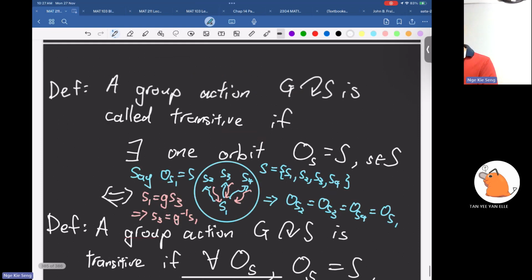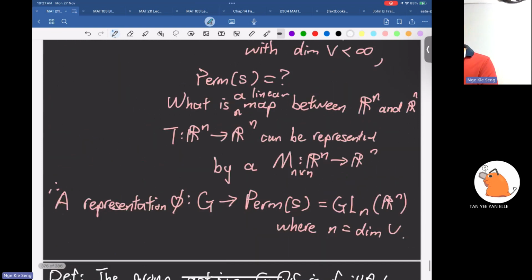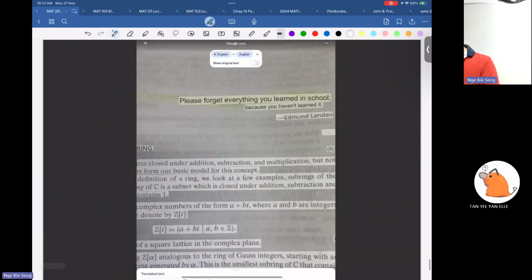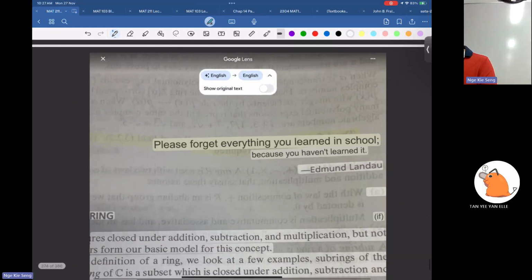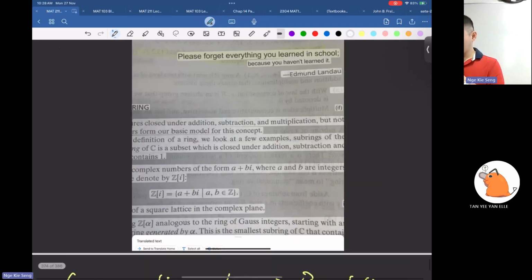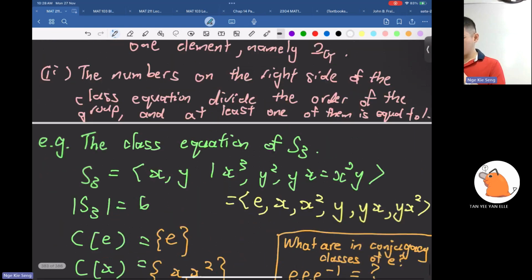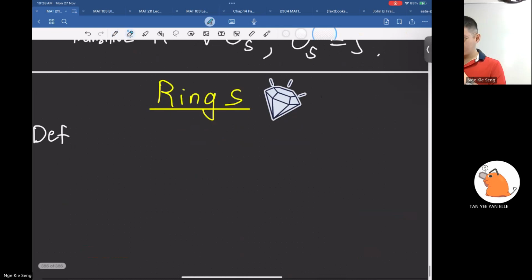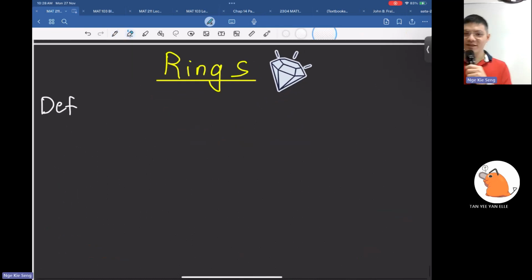Right, before we go into the ring, if you notice in your textbook, if you do pre-reads, you will see some German phrase there. I tried to Google it. What it says is, please forget everything you learned in school because you haven't learned it. So we will relearn the number systems like integer, real, complex, in the context of rings. After you learn, you can forget.